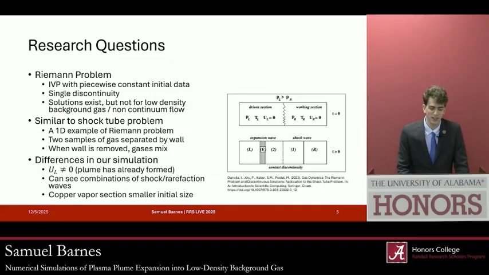However, in our case it's a lot different because we have an already established initial velocity for the particles on the left of this graph, and we can see combinations of shock and rarefaction waves. A shock wave is a large change in properties over a very short interval, while in a rarefaction wave the properties change over a longer position interval. And in our case, the copper vapor section has a smaller initial size than the argon background gas.